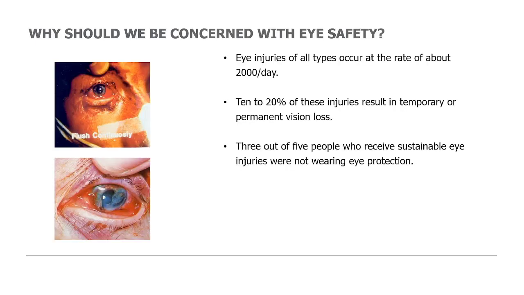So why should we be concerned? Obviously, the pictures to your left are kind of gruesome. We want to protect our eyes. We don't want to have any of these injuries. And what we can do to protect our eyes is just wear eye protection. As you can see, eye injuries of all types occur at a rate of about 2,000 a day. And 3 out of 5 people who receive sustainable eye injuries were not even wearing eye protection. So most of the time, eye injuries are related to not wearing eye protection.